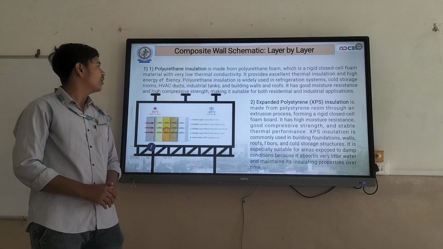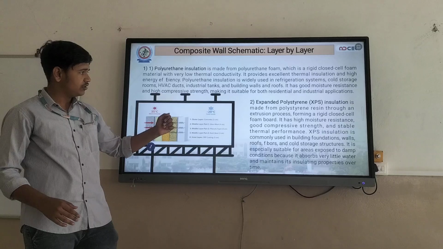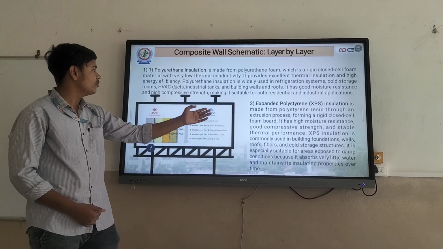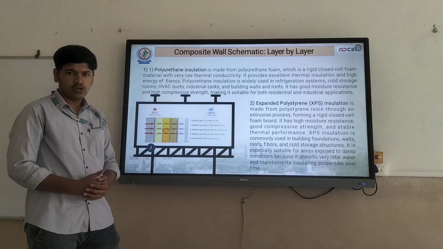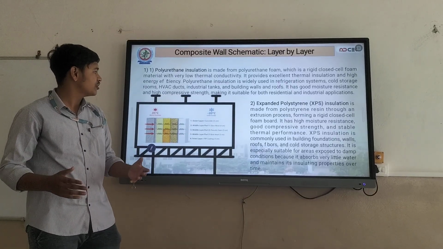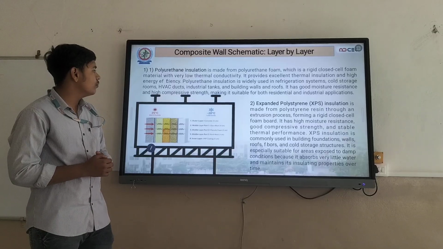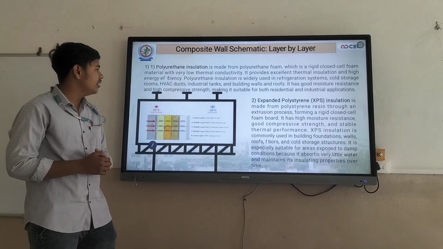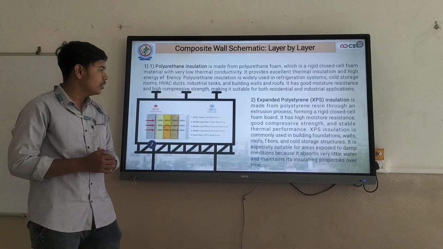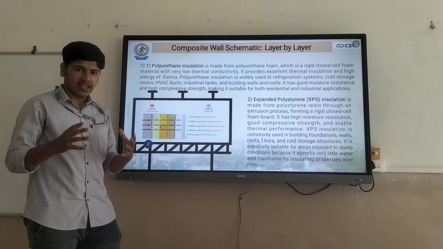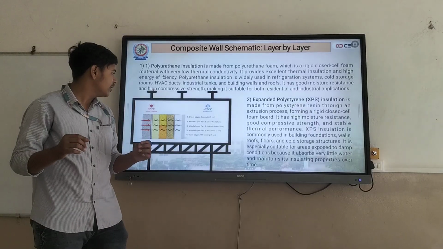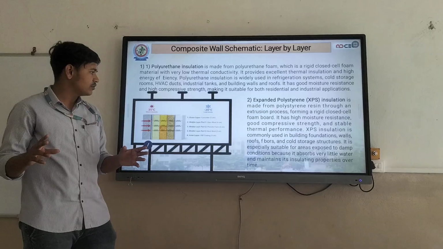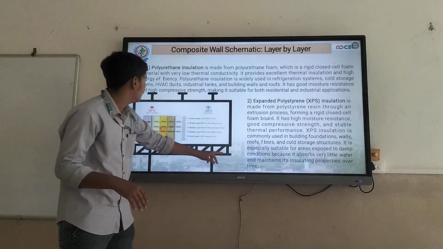Extruded polystyrene, XPS insulation, is made up of polystyrene through an extrusion process, forming a rigid closed cell structure with high moisture resistance, good compressive strength and stable thermal performance. XPS is commonly used in walls, roofs, or storage. It has low thermal conductivity, absorbs very little water, and maintains its insulating property over time.